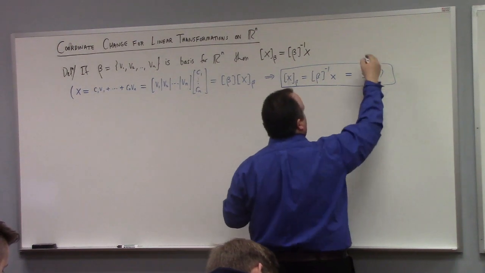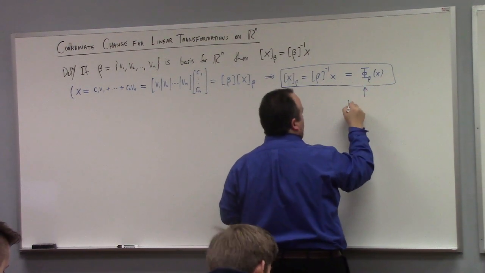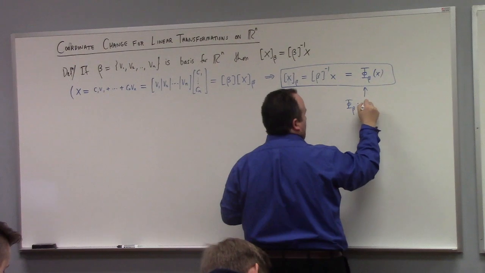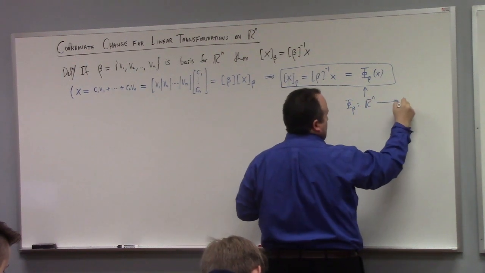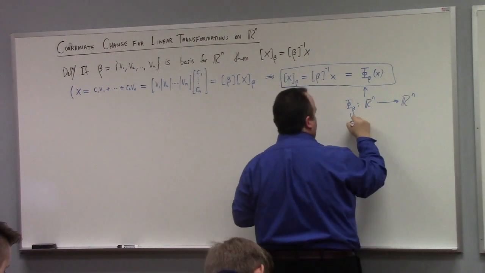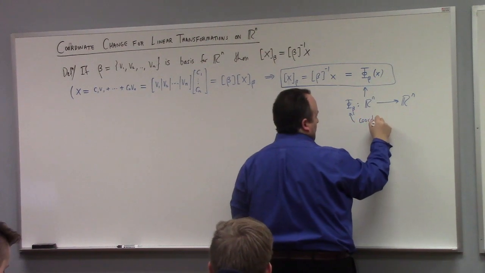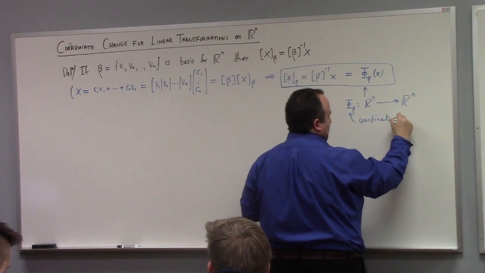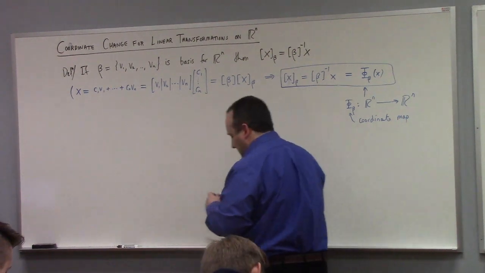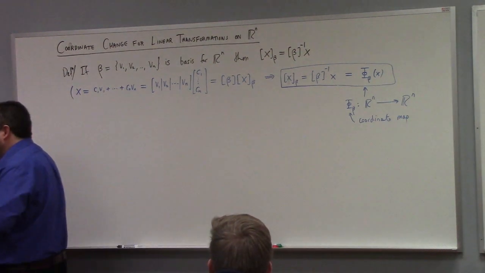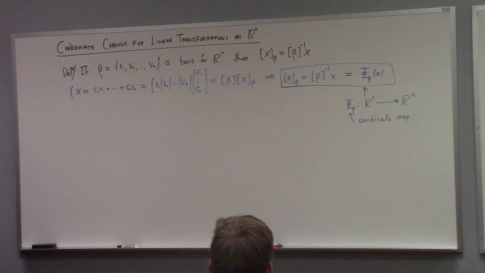So this phi sub beta is the coordinate map. Phi beta is a mapping from Rn to Rn, the coordinate map. That's more exciting in the 321 course because the coordinate map in the 321 course will go from an abstract vector space to column vectors there. But this coordinate map is a linear transformation in its own right. And in fact, it's a bijective linear transformation. You can easily see that that's the case, right?